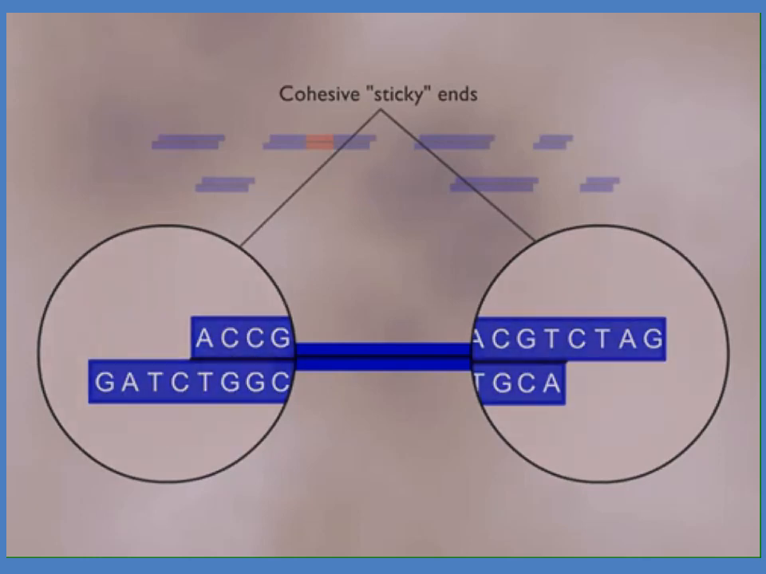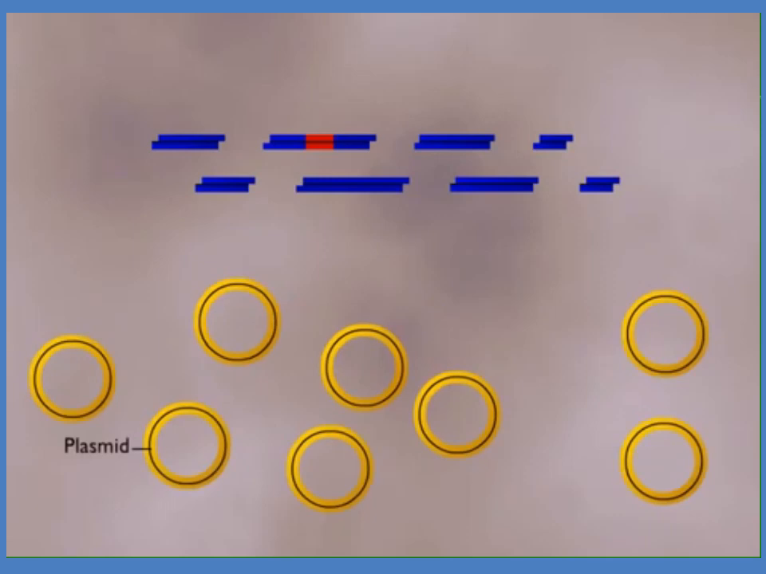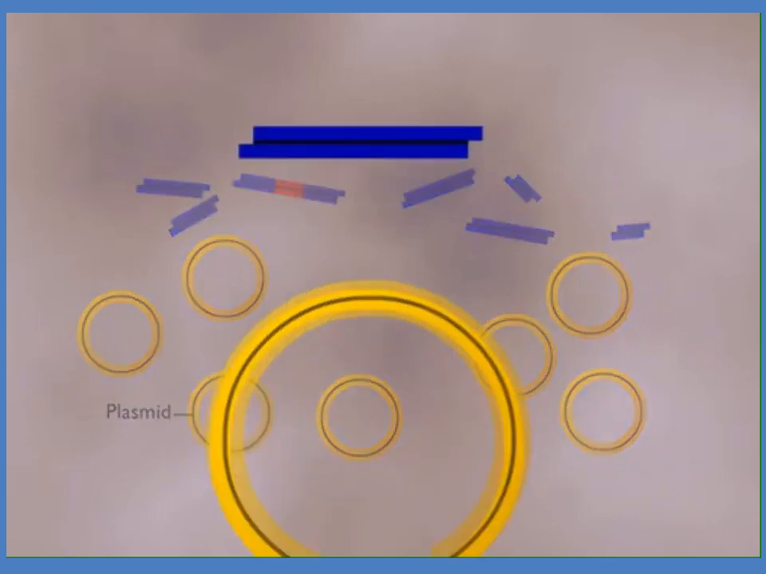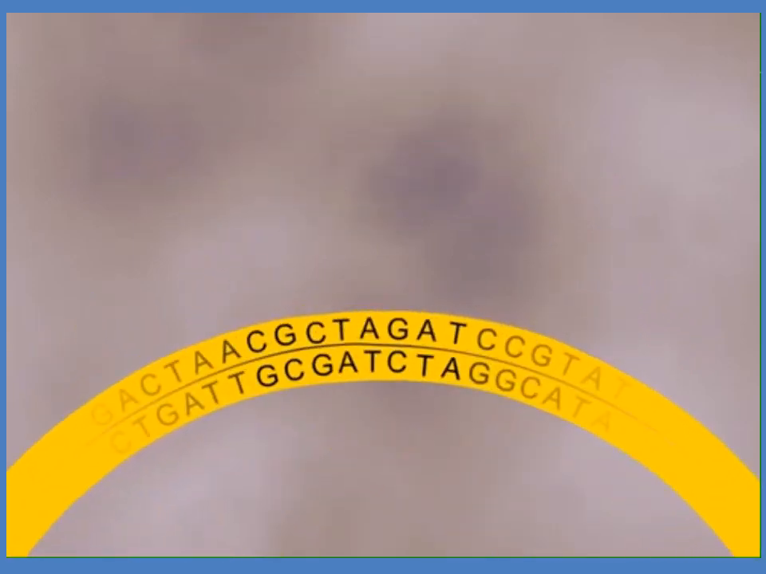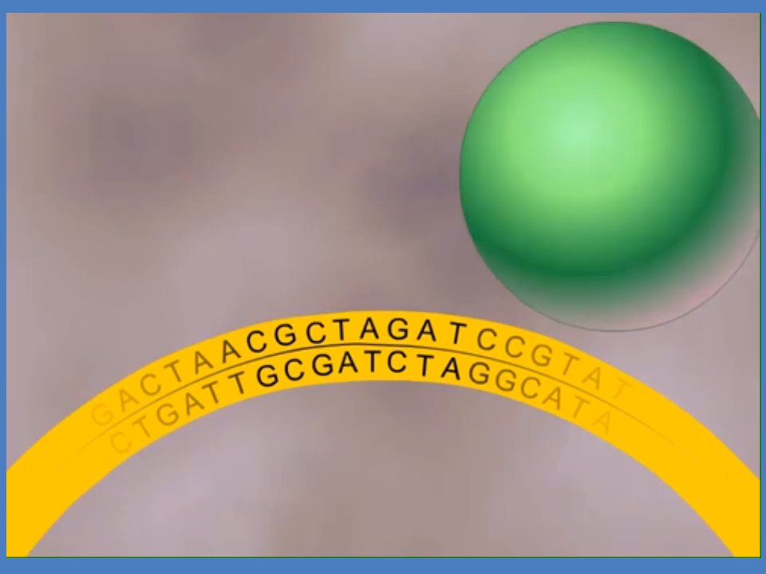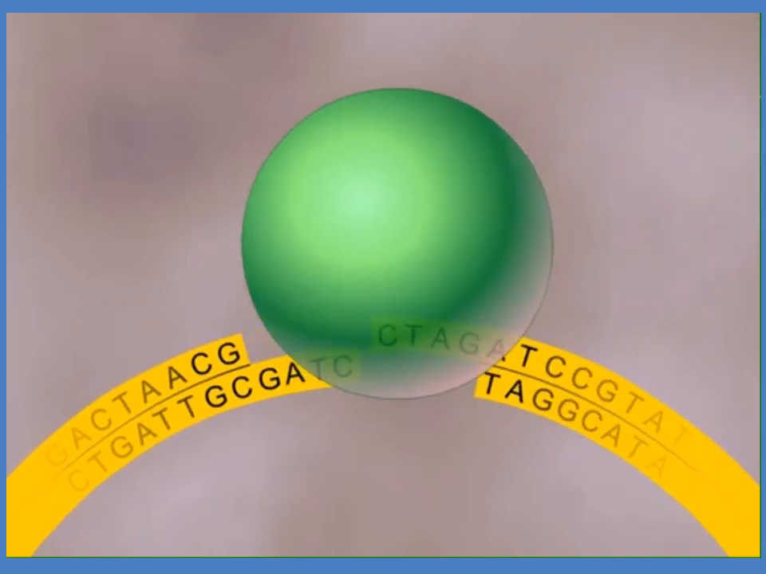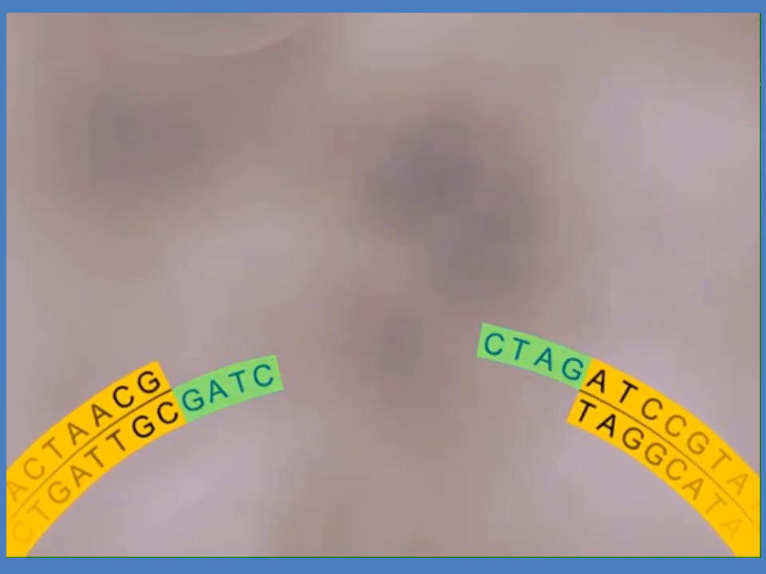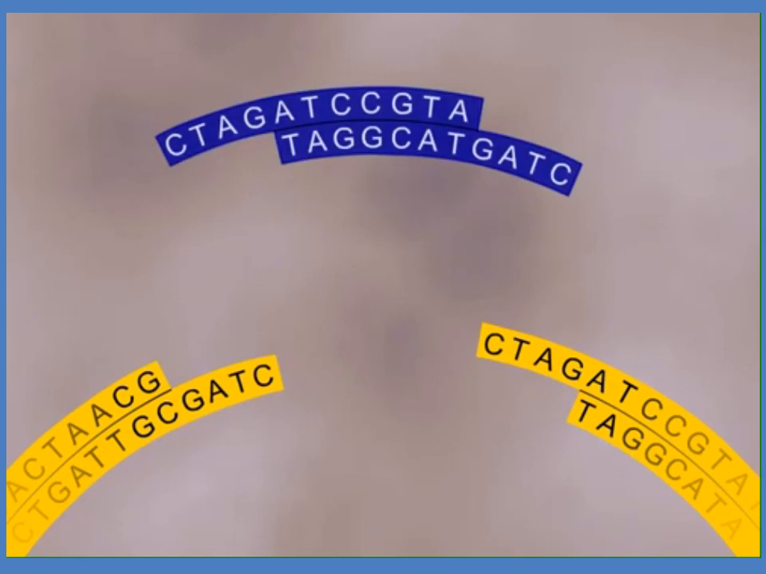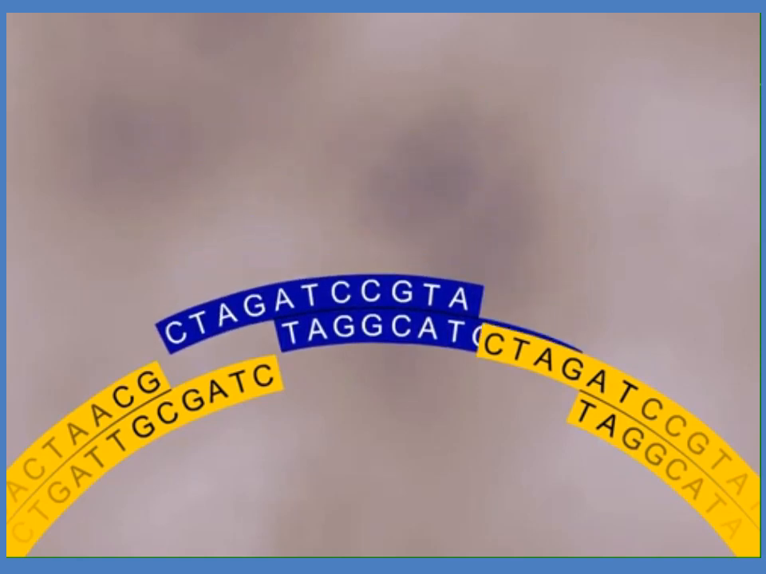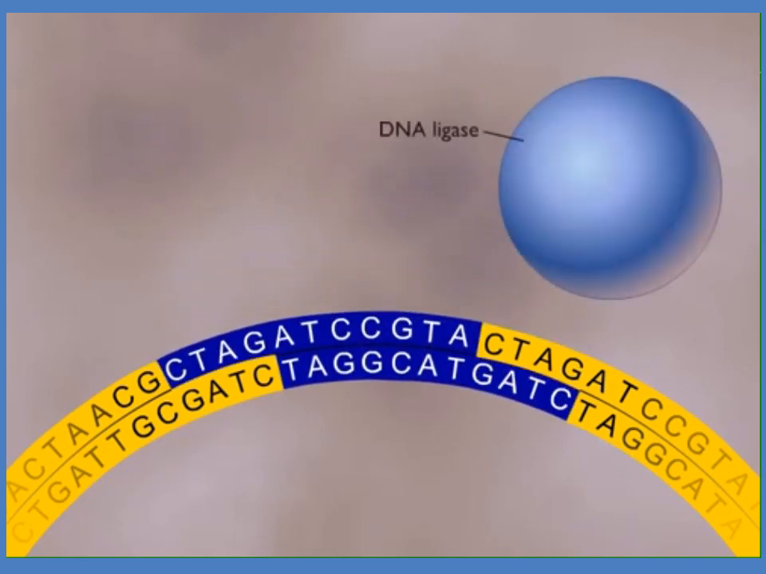The DNA fragments are then incorporated into plasmids. The type of plasmid used for cloning has a single restriction site, and when cleaved by the restriction enzyme, generates the same cohesive ends that are in the fragments of the DNA to be cloned. The cohesive ends of the plasmid and DNA fragments now line up, and the enzyme, DNA ligase, is used to form phosphodiester bonds.